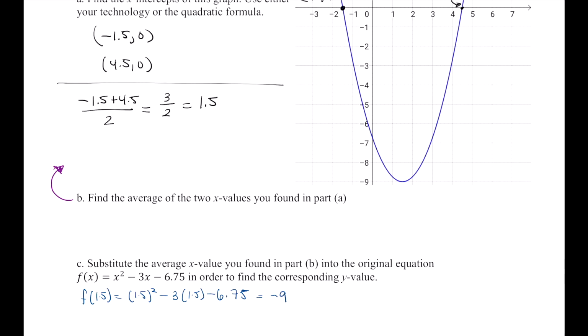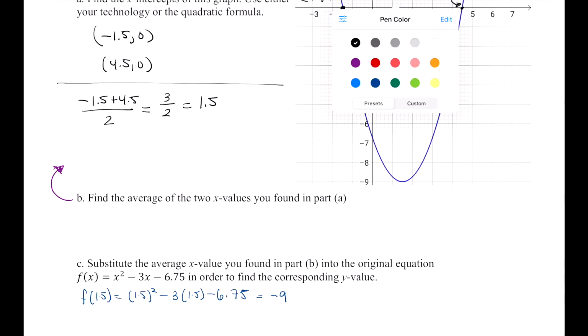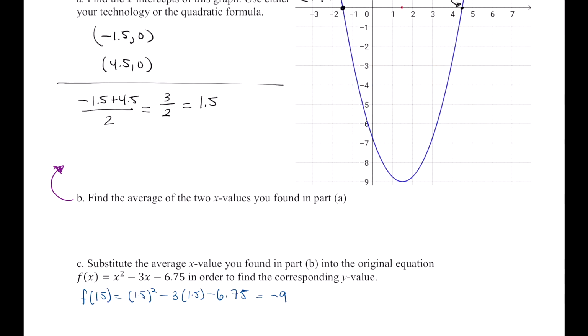And that is this point here. Let's find that. 1.5, negative 9, right here. This is the vertex of this graph. And you just found that by averaging the x values of the two x-intercepts to get the x value of the vertex, and then you evaluated this function at this x value to get the y value.